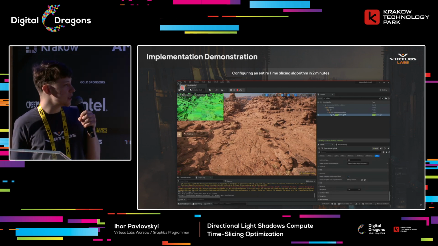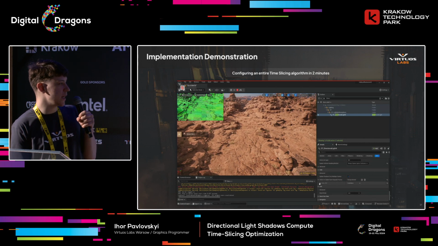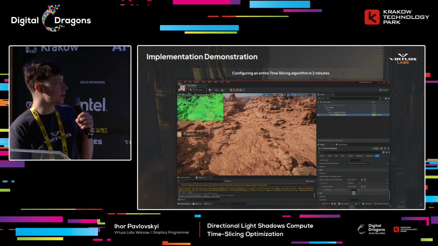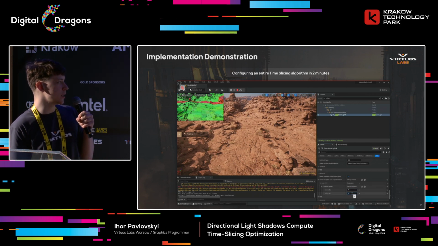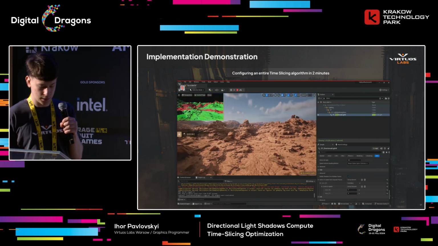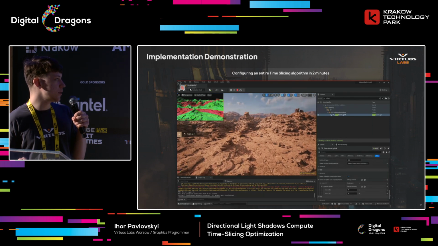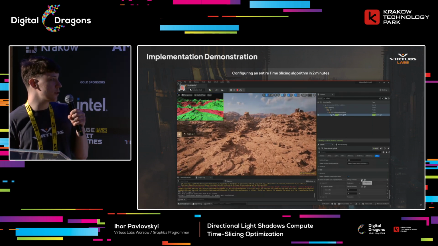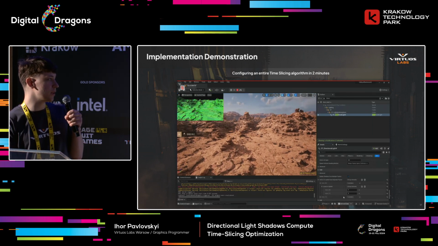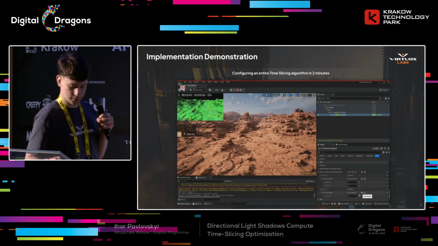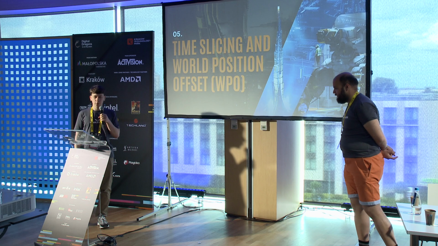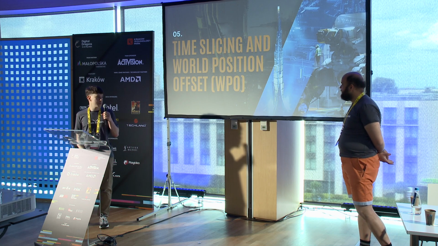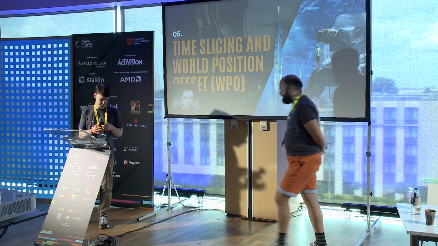You can even repeat the same indices during the same update cycle if there are any clip levels that need to be extra smooth. So you update them several times during the same update cycle. This gives flexibility to developers and allows them to configure time slicing for the specific needs of the project. Okay, and I'm passing the microphone to Ostap to tell you more about world position offset time slicing.